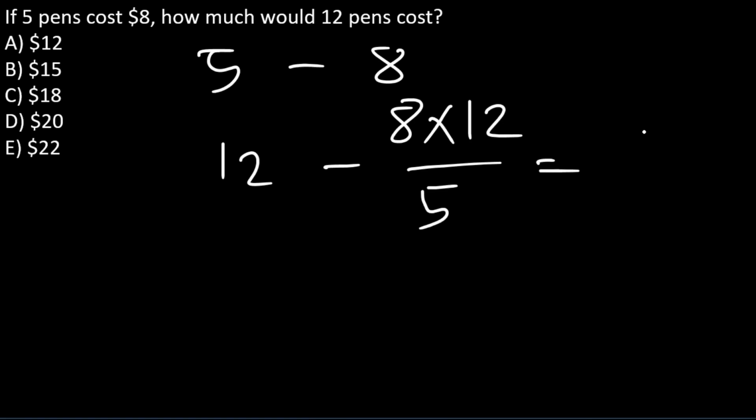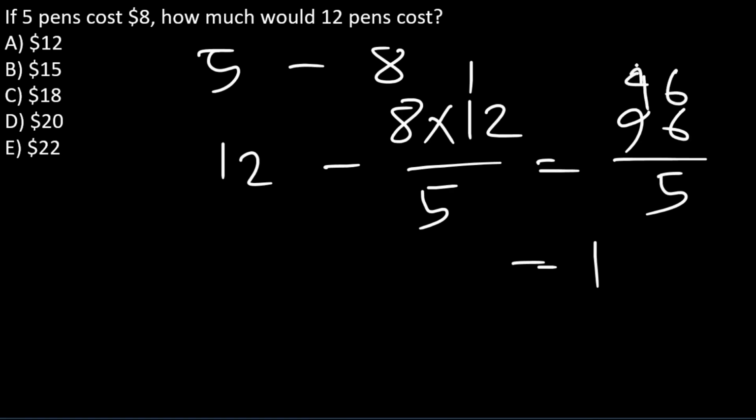Now come to the next problem. If 5 pence costs $8, how much would 12 pence cost? So here 12 pence cost will be 8 times 12 over 5. Here 8 times 12 equals 96, so 96 over 5. 5 goes over 9 one time, 5 times 9 equals 45, carry 45, and we take the rest.